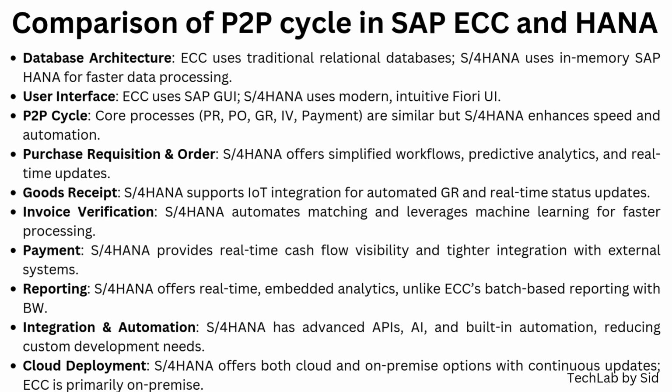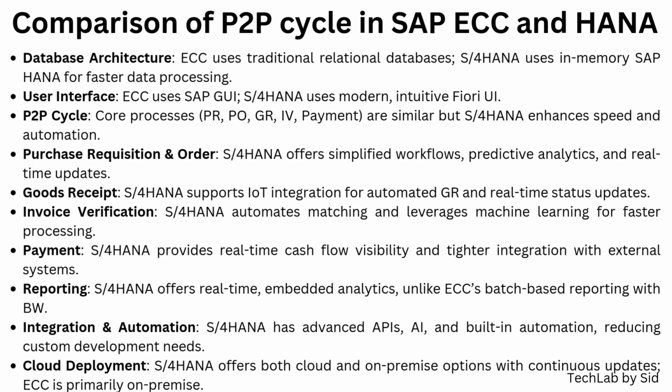On comparing the Procure-to-Pay cycle in SAP ECC and SAP S/4HANA, the core P2P processes remain similar. However, key differences emerge in areas such as database architecture, user interface, core processes, and new capabilities. ECC uses traditional relational databases, which excel at batch processing but struggle with real-time analytics, leading to slower transaction speeds. In contrast, S/4HANA leverages the in-memory HANA database for faster data processing, enabling real-time access and quicker decision-making.